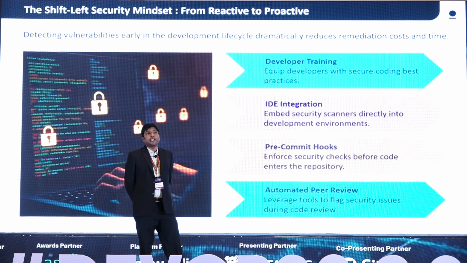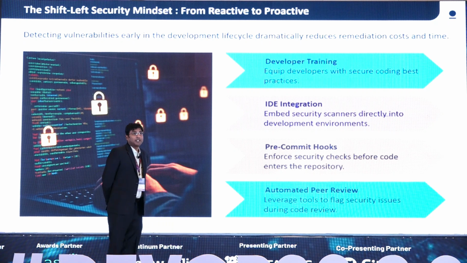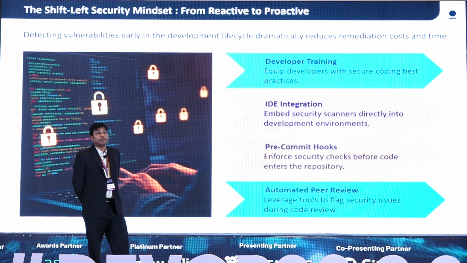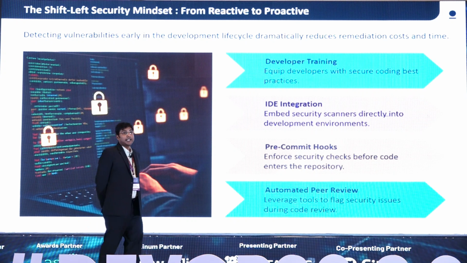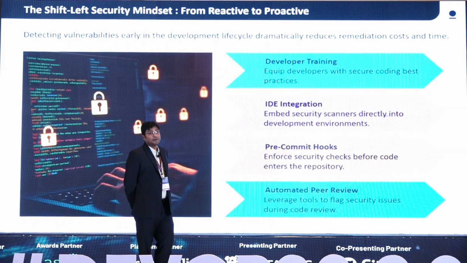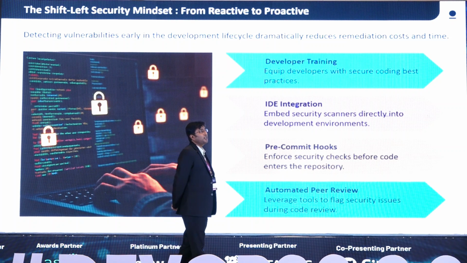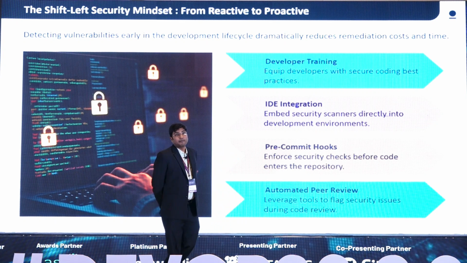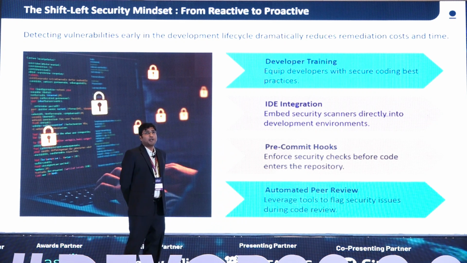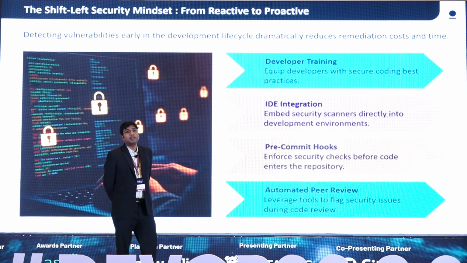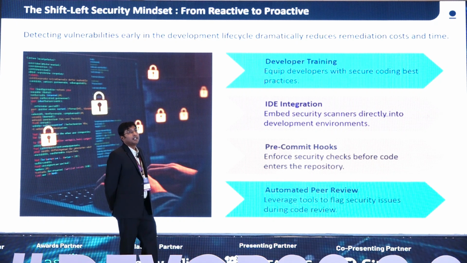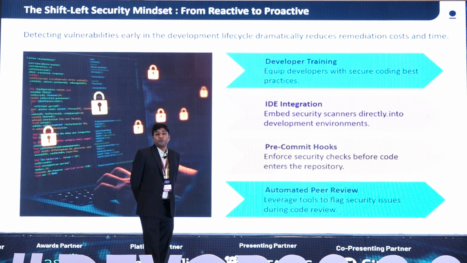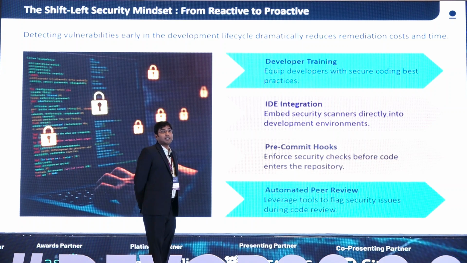Then IDE integration. Yes, developers are trained, but how are they equipped? I think better tools should be equipped in the development IDE where they are doing the coding. Then pre-commit hooks. We saw there's a GitHub push protection feature, right? It doesn't allow you to push credentials or secrets into the code. So I think those are the strong tools which can help us in pre-commit hooks.